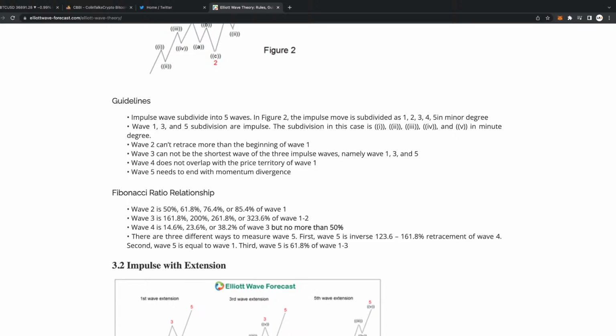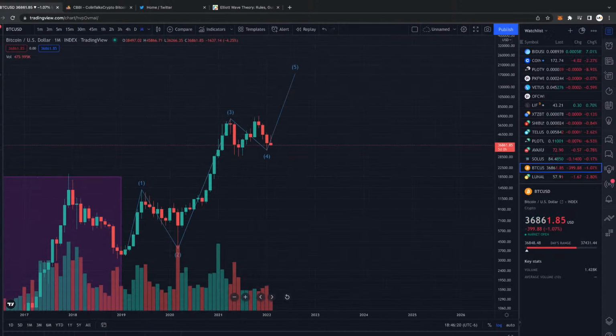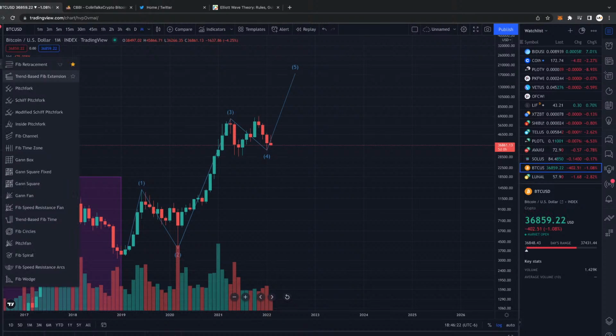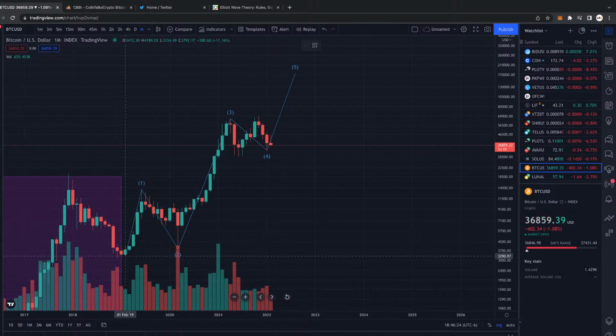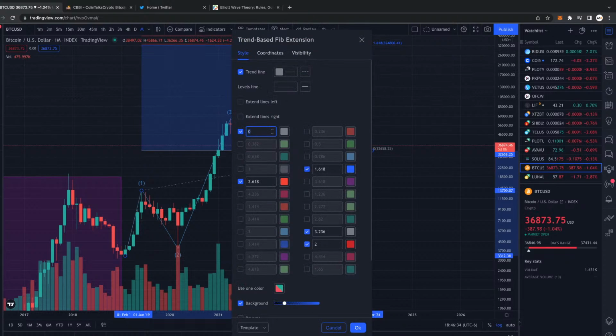Or, second, wave 5 is equal to wave 1. Let's do that. So let's just do that. Fibonacci extension from here, from the bottom of wave 4, which becomes here. Let's go to our settings. Let's get rid of everything that is not 1.